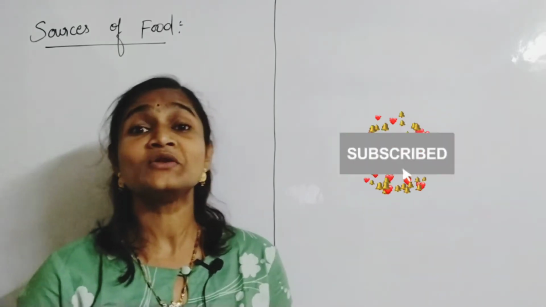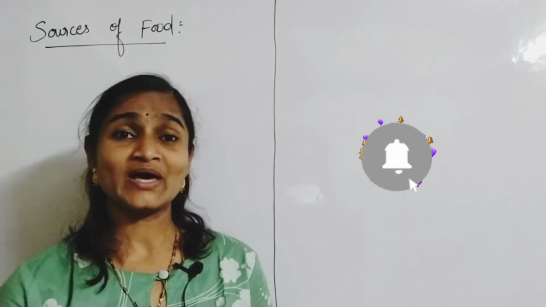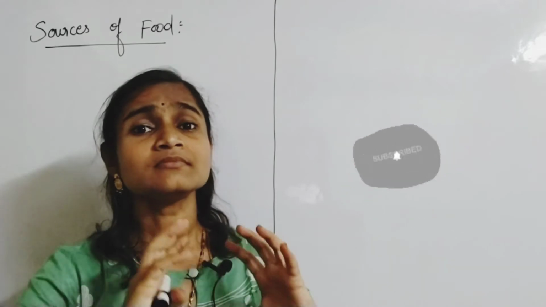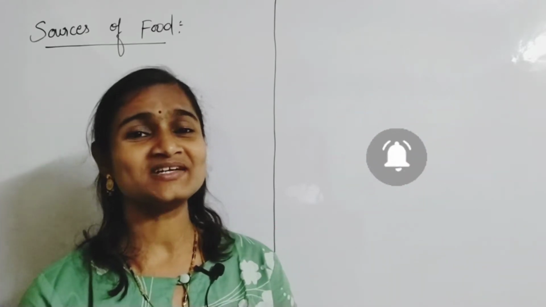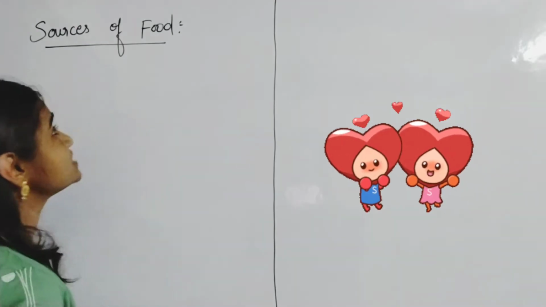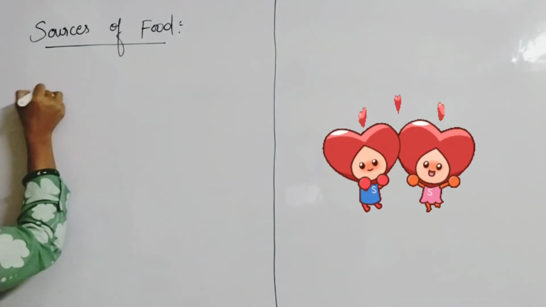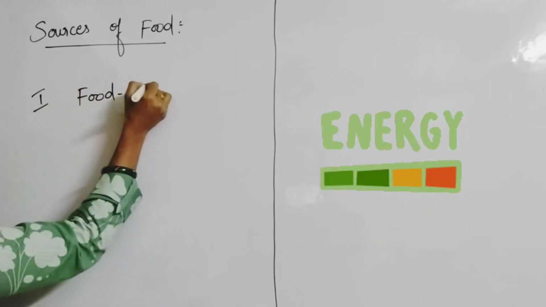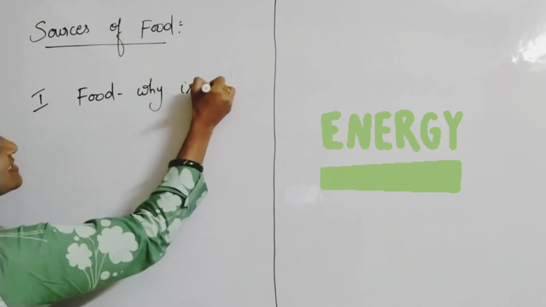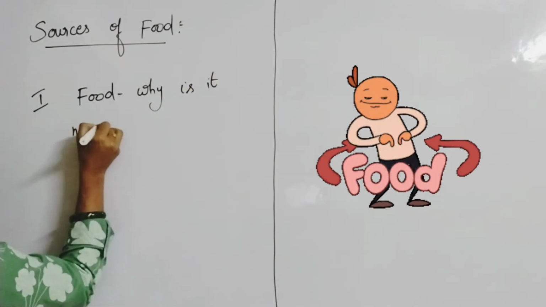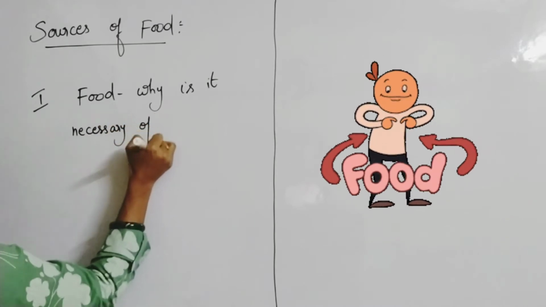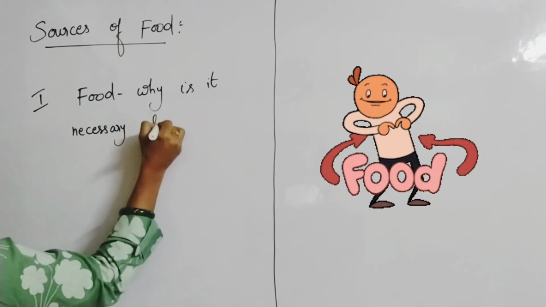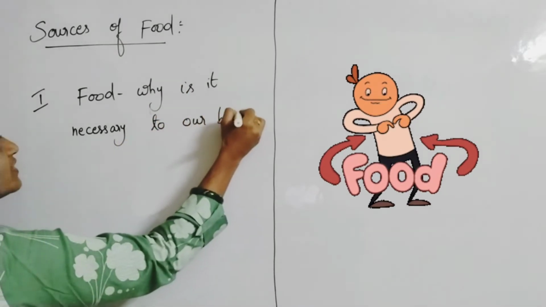Okay, the whole lesson cannot be completed in one single video, so I would like to make 3 or 4 videos based on the time. Okay, so let us go into the topic, right? So sources of food. First we are going to learn about what? Food. Why is it necessary for our body? Why is it necessary? What is the necessity of food? That is the first thing we have to learn about.